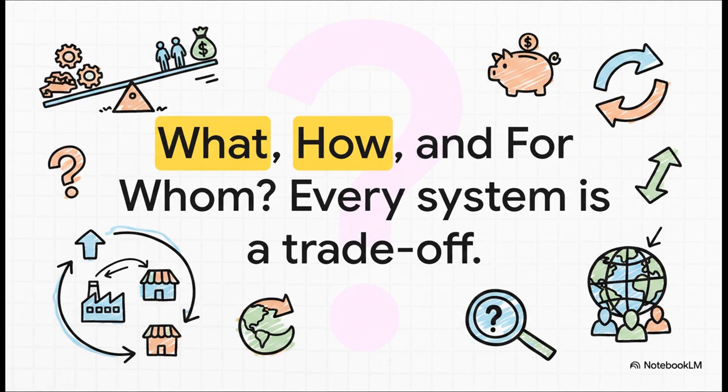And here's the final takeaway. There is no single perfect answer. Every system involves trade-offs. The real question isn't about finding the perfect solution. It's about deciding which trade-offs we as a society are willing to live with. And that fundamentally is what economics is all about.